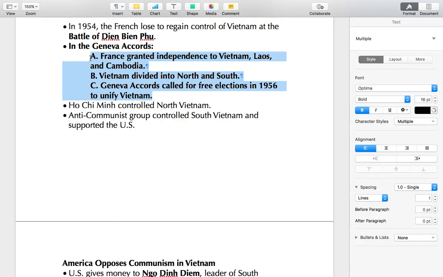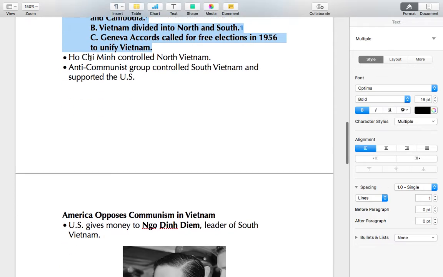North would be communist, South would be non-communist. But in 1956, there would be unification elections in both parts. Do you want to be communist? Do you want to be democratic? So that's going to happen in 1956.